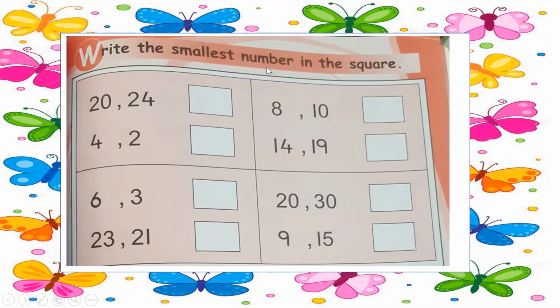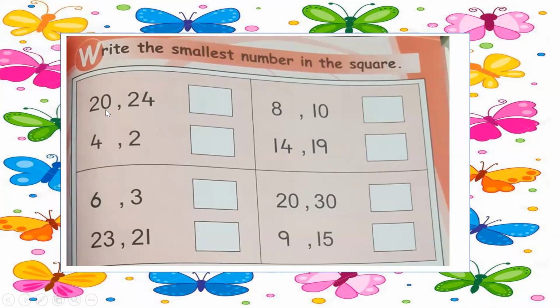Now, smallest number in the square. Here is a square. We are going to choose between these two: 20 is smallest or 24 is smallest. For the smallest, what is the rule? Yes, it should come first. The number which comes first is considered the smallest. So here I think the number 20 is smallest, isn't it?